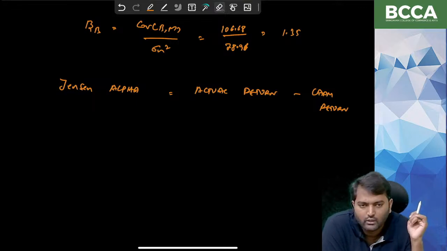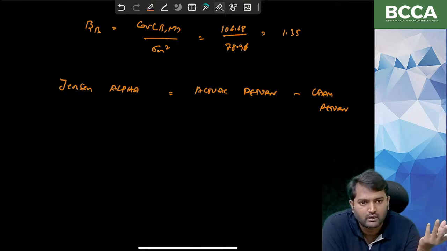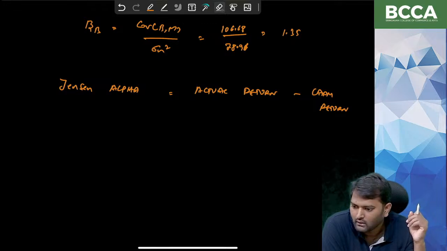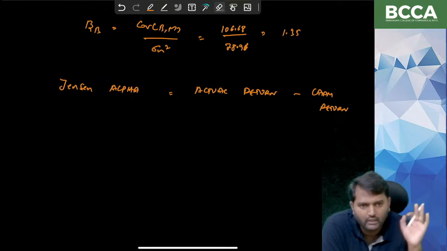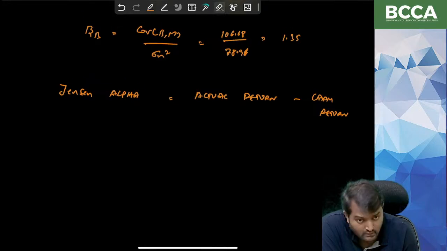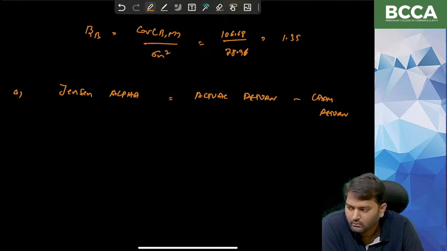This is calculated to decide whether to buy new securities or sell the existing securities. So Jensen's alpha is calculated to decide whether to make a fresh investment or to liquidate the existing investment. So this is the main answer. Jensen's alpha is equal to what? Actual return minus CAPM return.